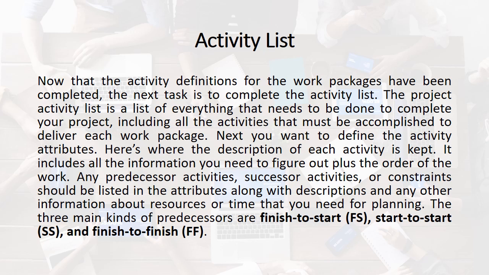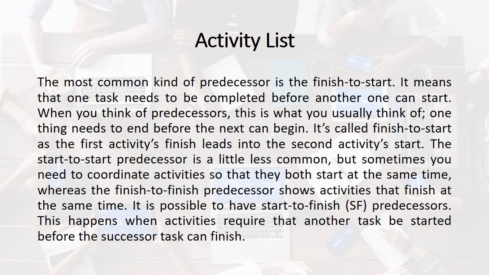The three main kinds of predecessors are finish to start, start to start (SS), and finish to finish (FF). The most common kind of predecessor is the finish to start. It means that one task needs to be completed before another one can start. When you think of predecessors, this is what you usually think of. One thing needs to end before the next can begin. It's called finish to start as the first activity's finish leads into the second activity's start.